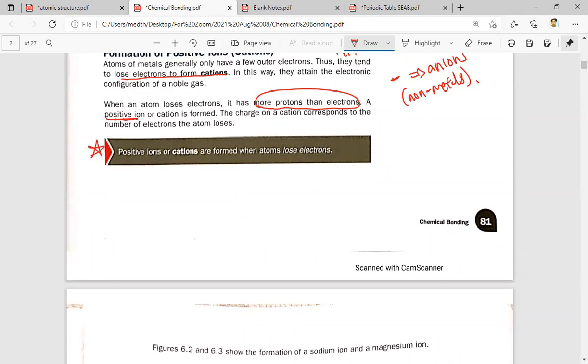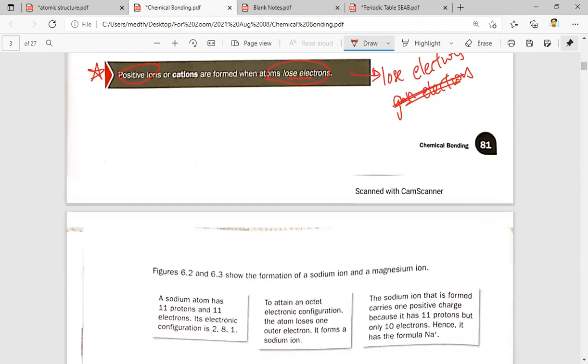So take note, put a star over here. Positive ions or cations are formed when an atom loses electrons. Take note, it is not gain protons, it's lose electrons. In this whole process, we were just only looking at lose electrons, or we will think in terms of gain electrons. The protons in no way are going to change. It's only the electrons going to be more or less because they either lose or gain electrons. So for positive ion, they will lose electrons. So cancel the gain here because gain is for non-metals.